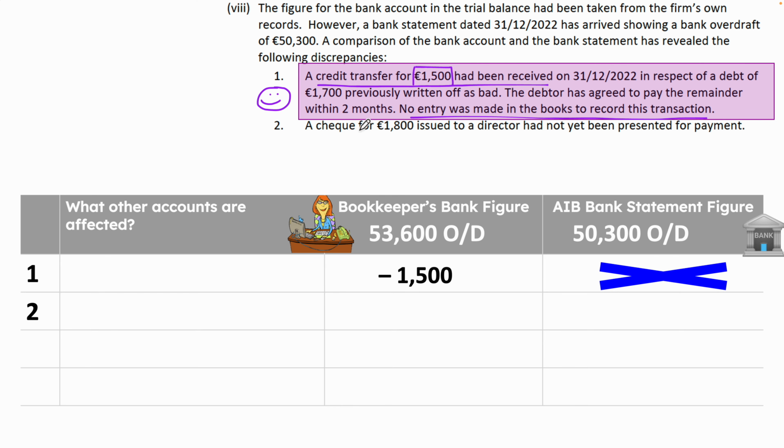Now, it was 1,700 previously written off as bad. So the 1,700 is the bad debts recovered. That's the 100%. So you're going to put the 100% of the bad debt that was previously written off here. So all of it goes in there. And then the amount that the debtor has yet to pay will be added on to debtors. And then obviously the 1,500 into the bank is reduced from the bank overdraft. So that's the first part done.